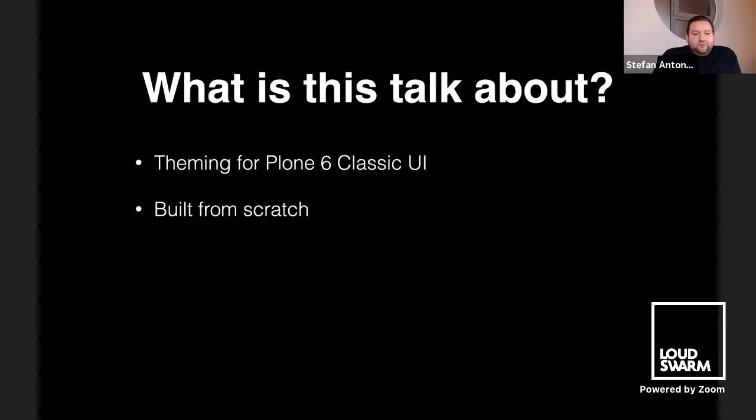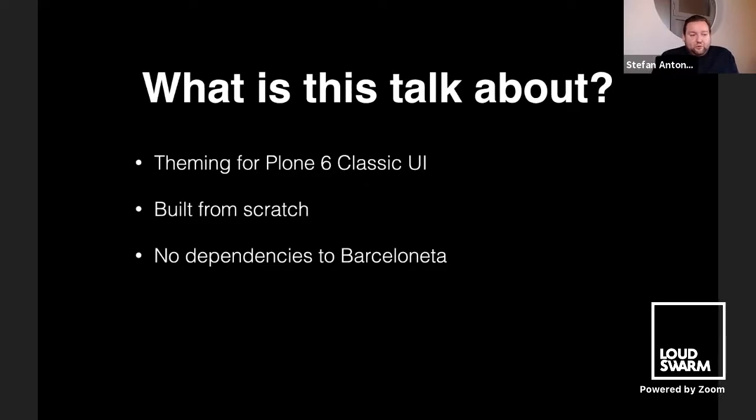We build a theme from scratch, so there is no dependency on Barceloneta at all. There is not much dependency because most of the stuff is Bootstrap anyway, but in my example, I leave Barceloneta out, so you can have at least a clean package with almost no dependency on any other CSS styling. We also dropped Diazo, so in this example, there is no Diazo needed, and that makes the site a little bit faster as well.